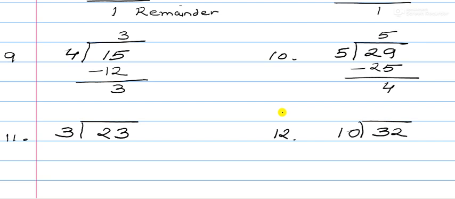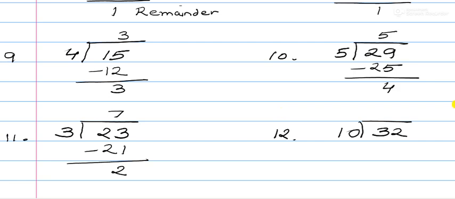23 divided by 3. We say our 3 times table here. 3 times 1 is 3, 3 times 2 is 6, 3 times 3 is 9, 3 times 4 is 12, 3 times 5 is 15, 3 times 6 is 18, 3 times 7 is 21, 3 times 8 is 24. So we cannot take 24 because 24 will be more than 23. So we write 3 times 7 is 21. Now 23 minus 21 is 2. So the remainder is 2 here.